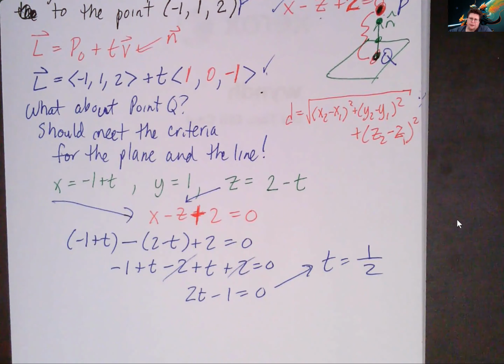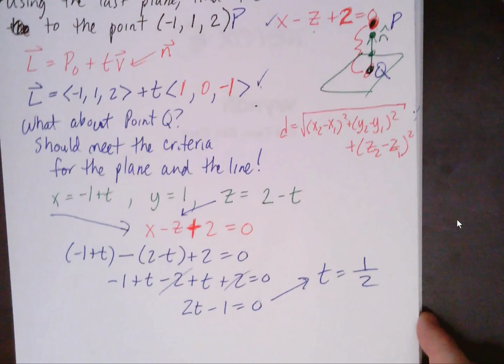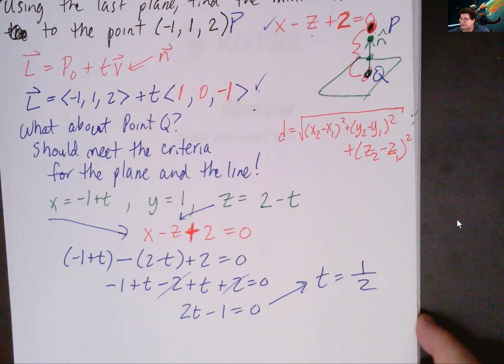Does that make sense so far? Yeah, got a question? So now that you have T, you could plug in 1/2 for T, and then you would do the distance formula? Yeah, if we plug in T equals 1/2, we'll find Q. And then we can find the distance from P to Q. Can you do the same thing for R, or does that only apply for Q? There is no R in this problem. It only applies to Q.